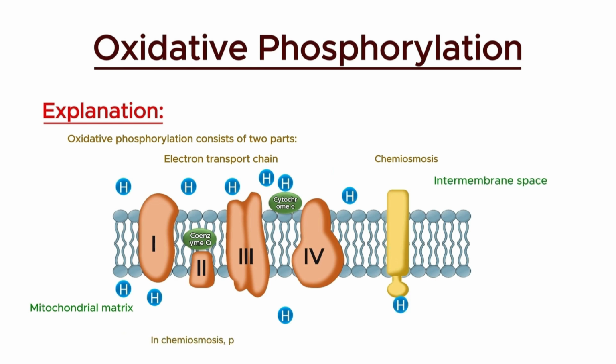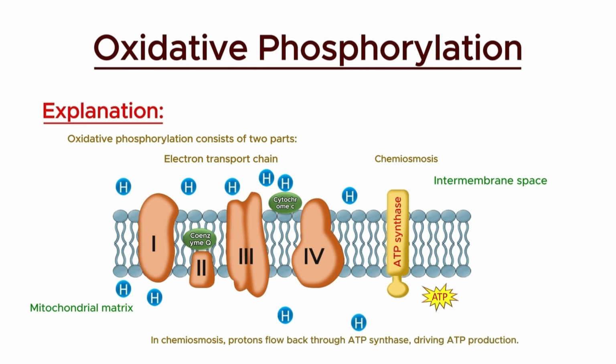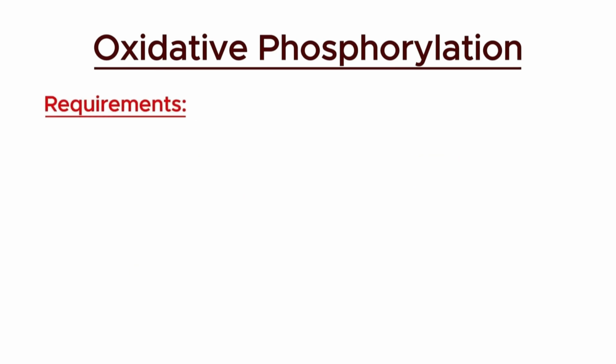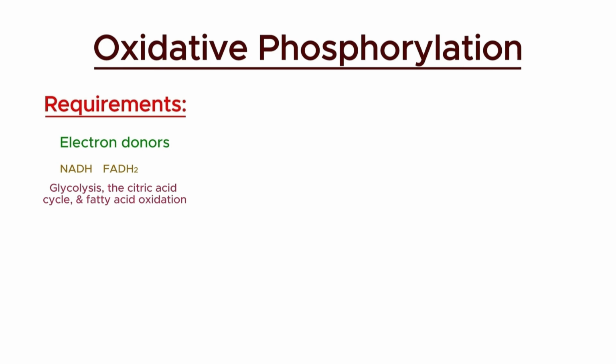In chemiosmosis, protons flow back through ATP synthase, driving ATP production. Before moving on to the detailed process, let's see what is required and used in the process. First things first, we need electron donors, NADH and FADH2. They are produced during glycolysis, the citric acid cycle, and fatty acid oxidation.